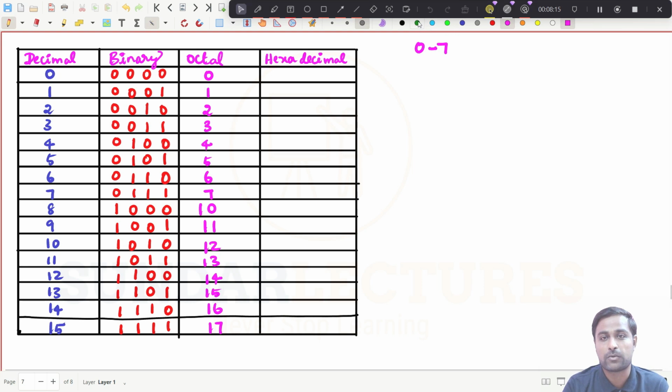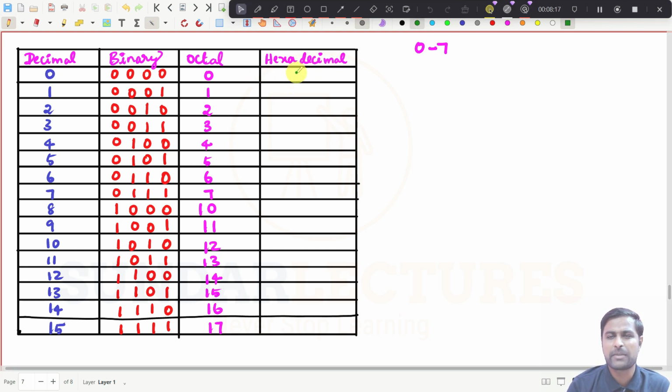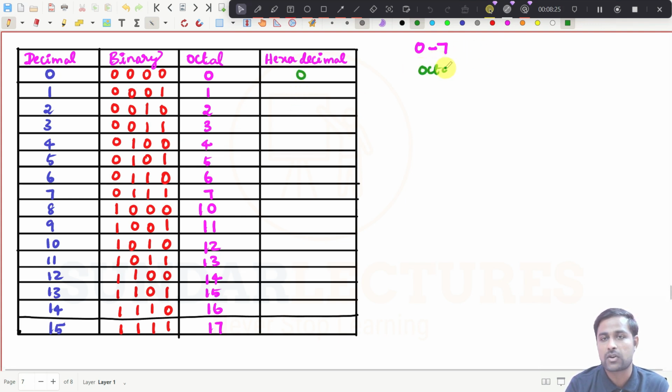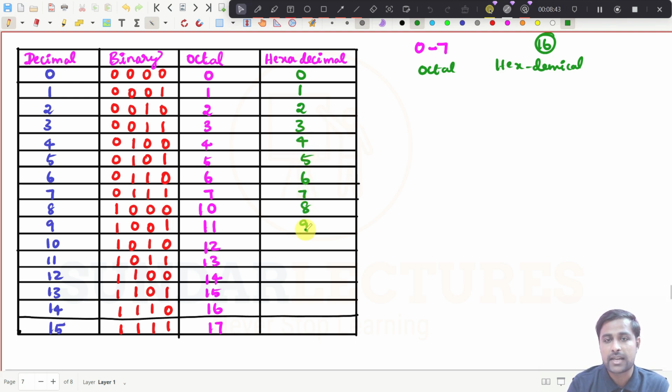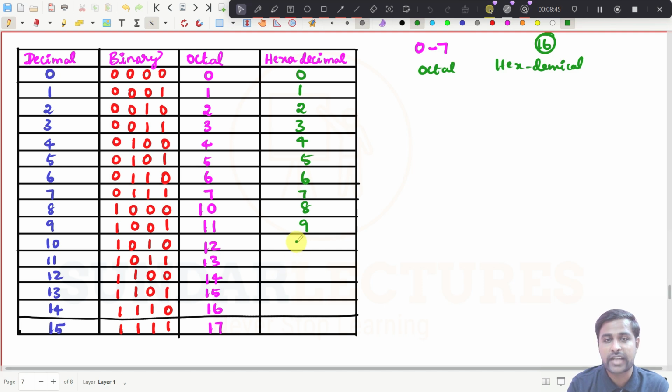What is the next one now? Hexadecimal. It will be easy because I have told you already in the previous class. Maybe this is octal, and hexadecimal, it will have 16 numbers. By default you will have 16 numbers. It will be 0, 1, 2, 3, 4, 5, 6, 7, 8, 9. And what is the equivalent value of 10? It is A, B, C, D, E, F.